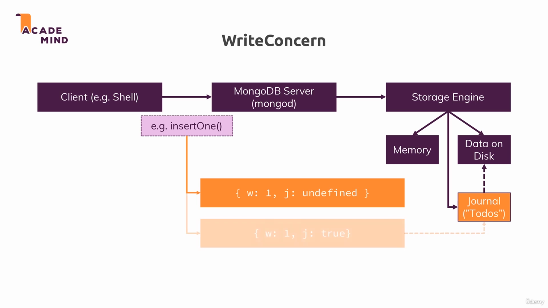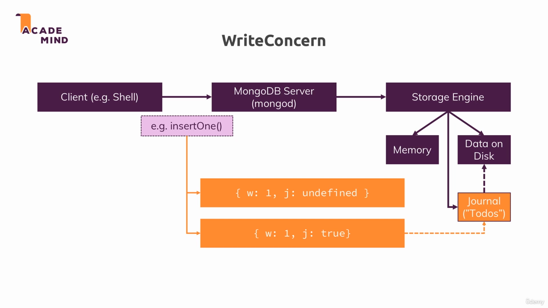Now you can set a different option and set j to true. What you're now saying is, hey, please only report a success for this write to me after it has been both acknowledged and been saved to the journal. So now I have a greater security that this will happen and succeed even if the server should face issues right now.